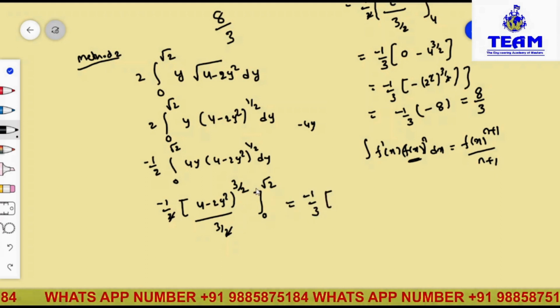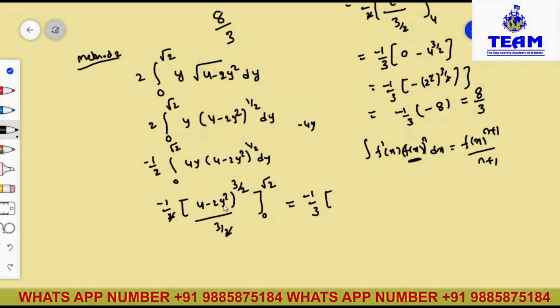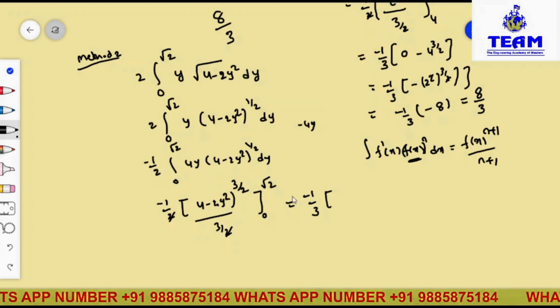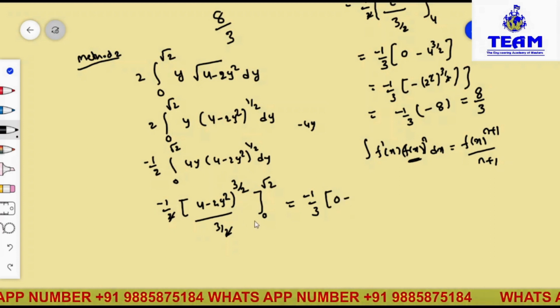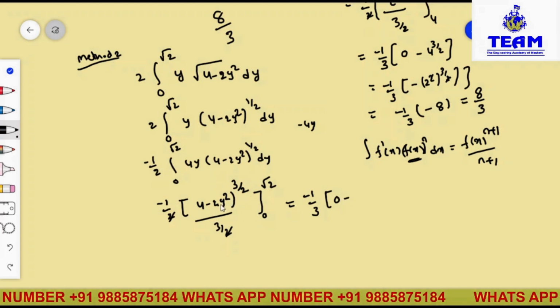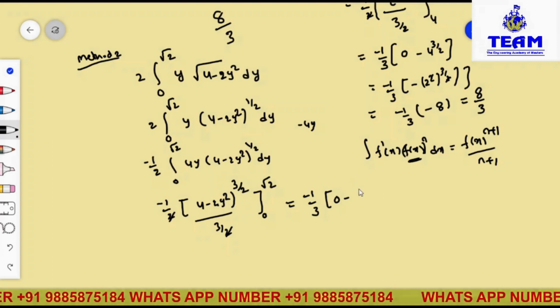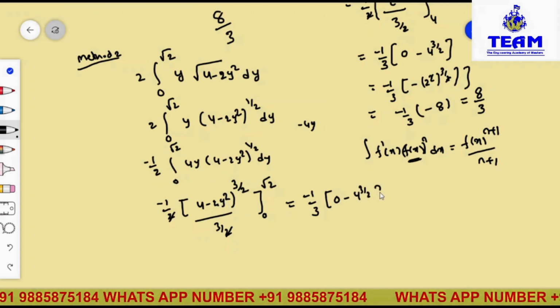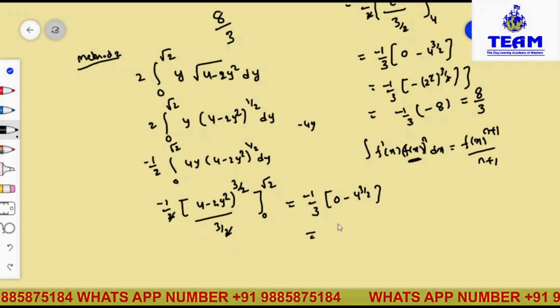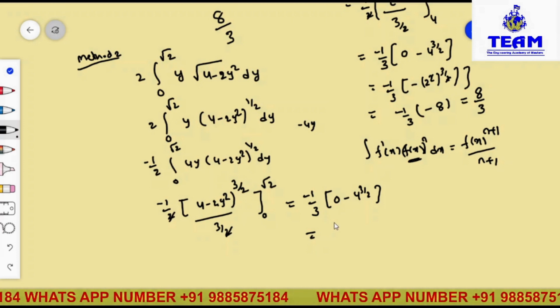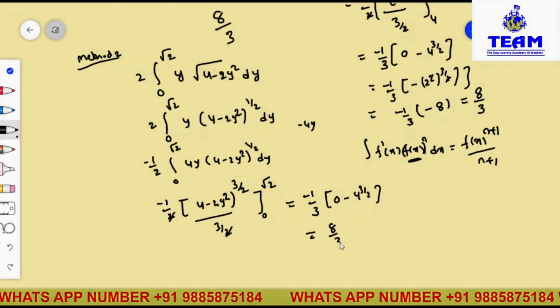If I substitute the upper limit, root 2 whole square is 2, 2 twos are 4, 4 minus 4 is 0. So the upper limit gives 0. If I substitute the lower limit, 2 times 0 is 0, 4 minus 0 means 4, 4 to the power of 3 by 2. So this and the earlier one are the same: minus of minus is plus, this is 2 cube, which is 8. So 8 by 3.